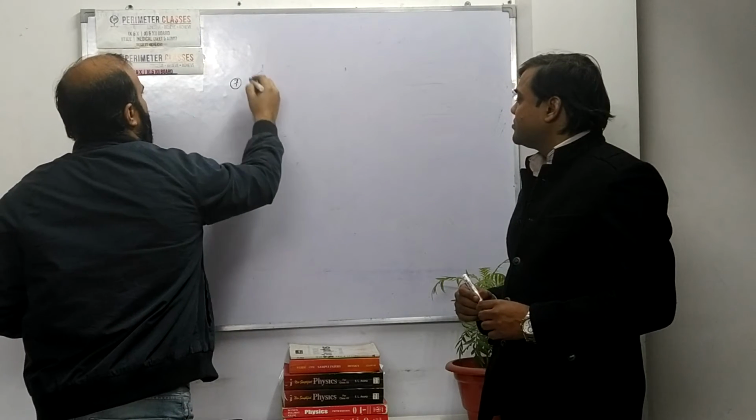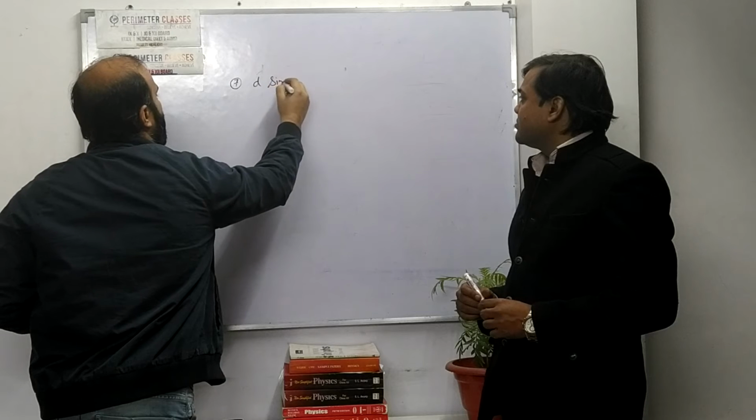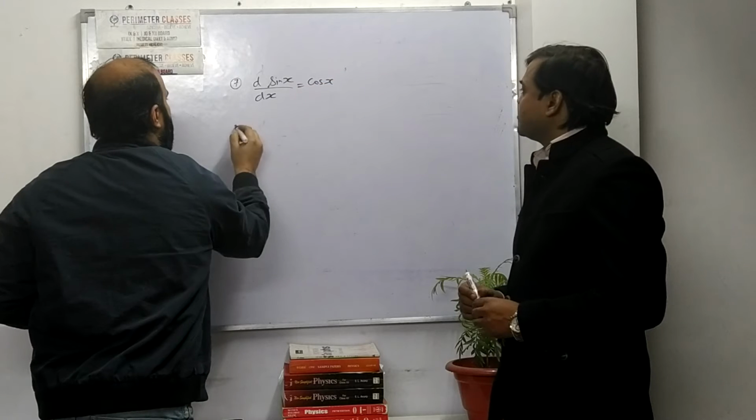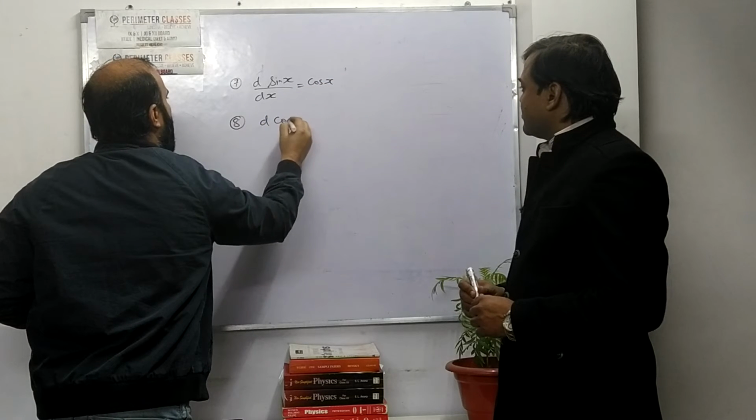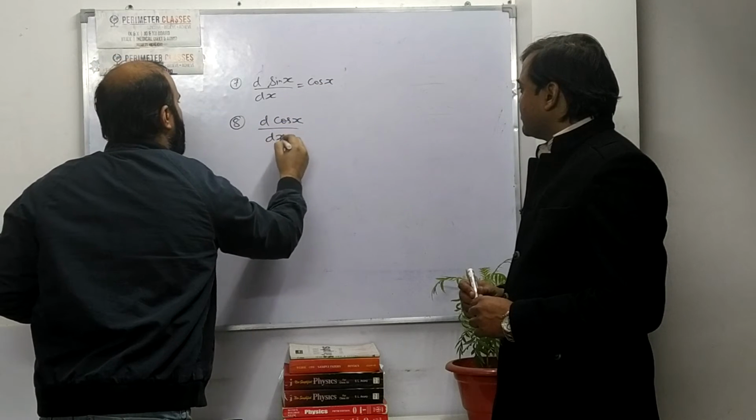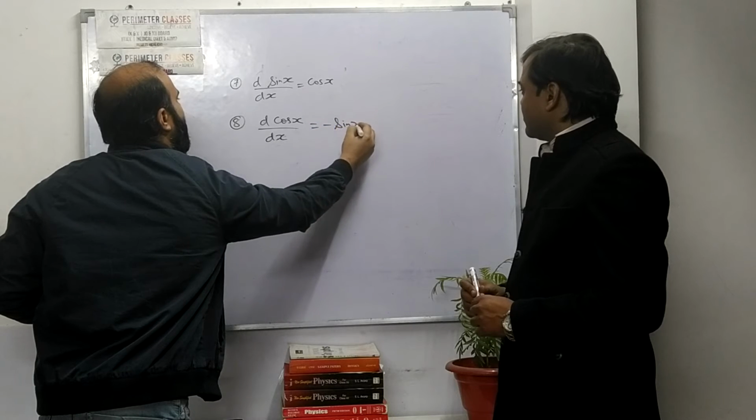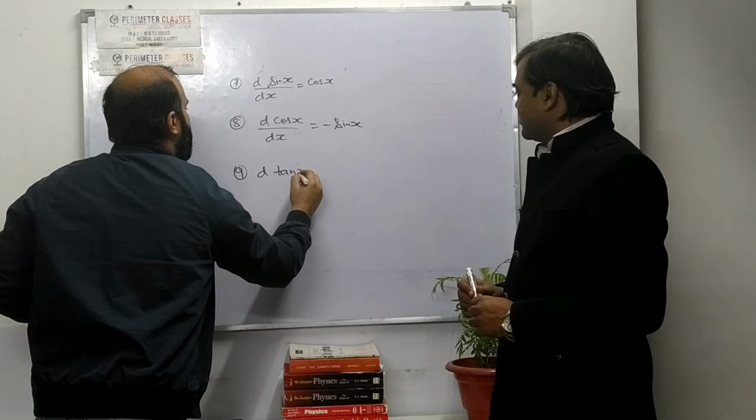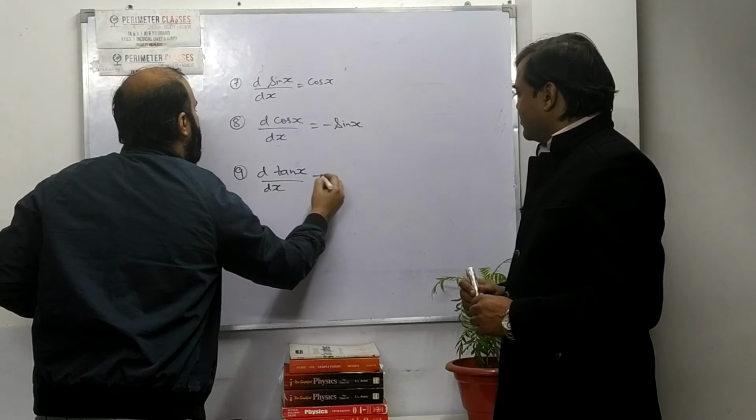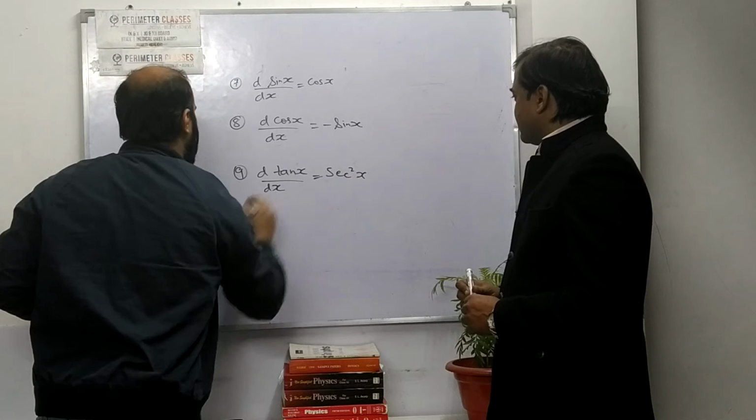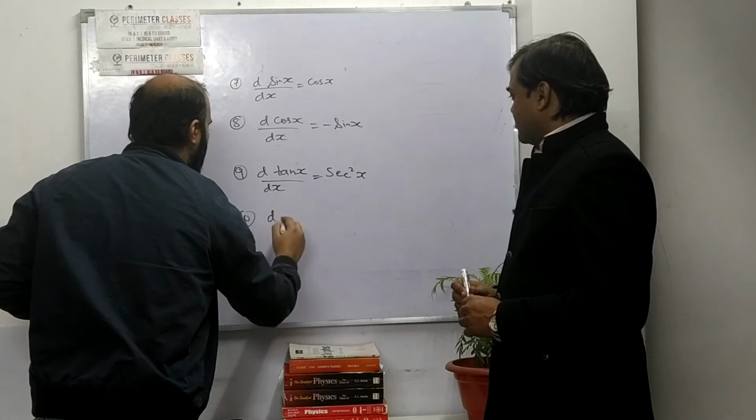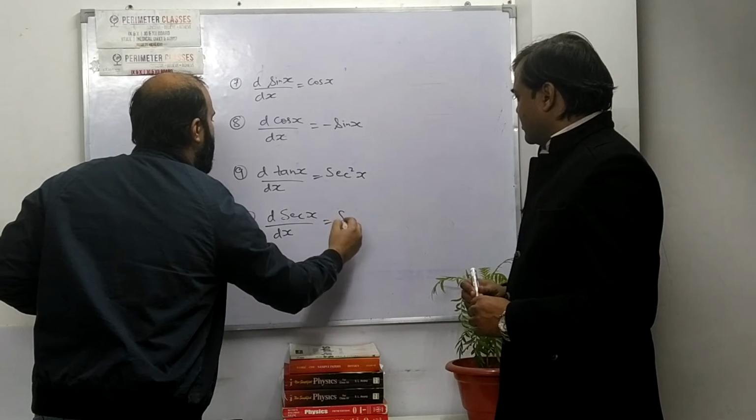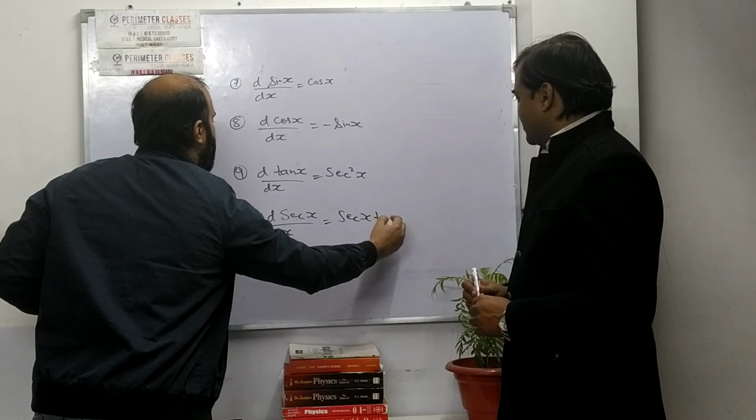So the 7th formula we take is the differentiation of sine x, which is cos x. The 8th is the differentiation of cos x, which comes out to be minus sine x. Next is the differentiation of tan x, which comes out to be sec square x. Then we come across the differentiation of sec x, which comes out to be sec x into tan x.